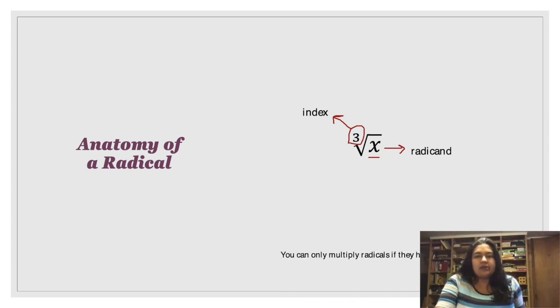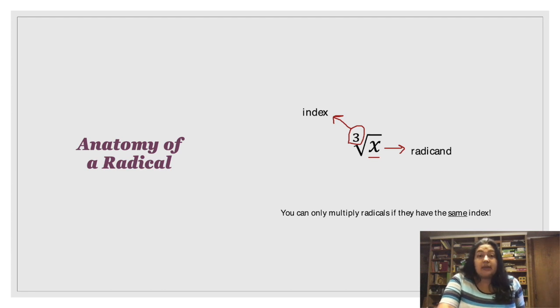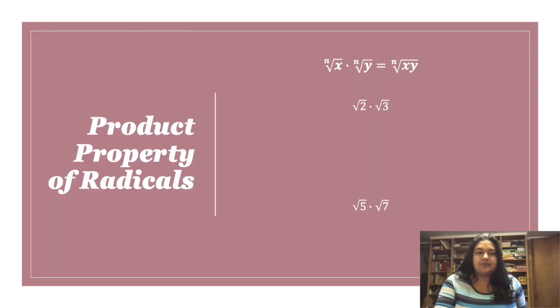It's important to note that you can only multiply radicals if they have the same index. So you cannot multiply the square root and the cube root. You cannot combine them with the product property. It has to have the same index.